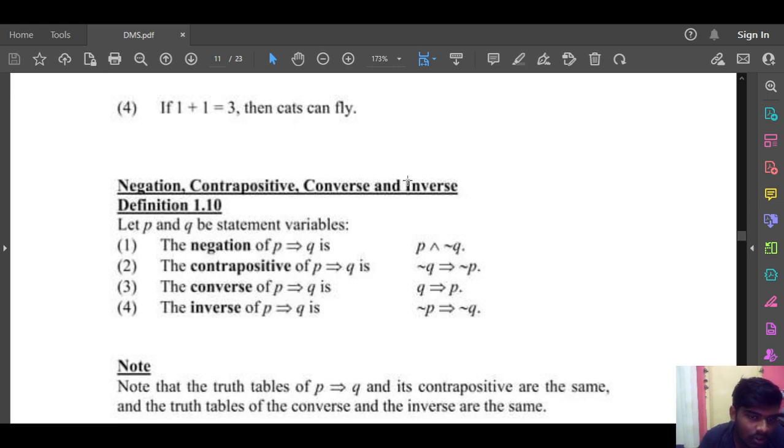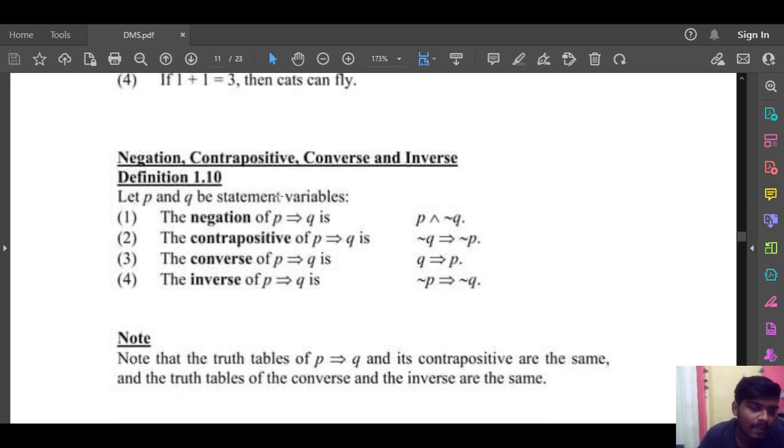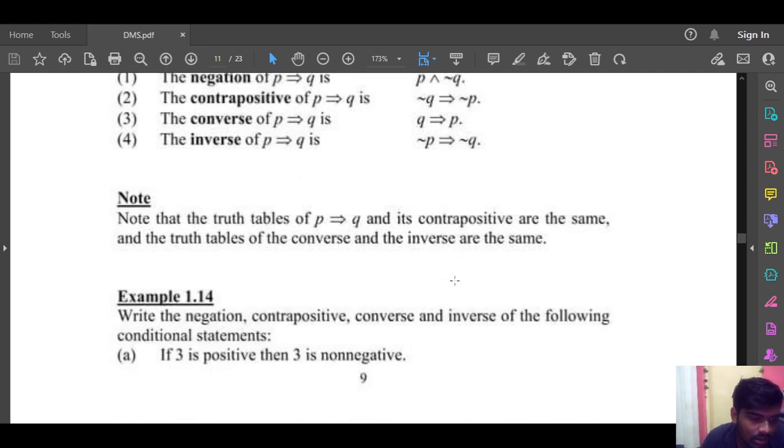Negation, contrapositive, converse and inverse. The negation of P implies Q is P and not Q. The contrapositive of P implies Q is not Q implies not P. The converse of P implies Q is Q implies P. The inverse of P implies Q is not P implies not Q.